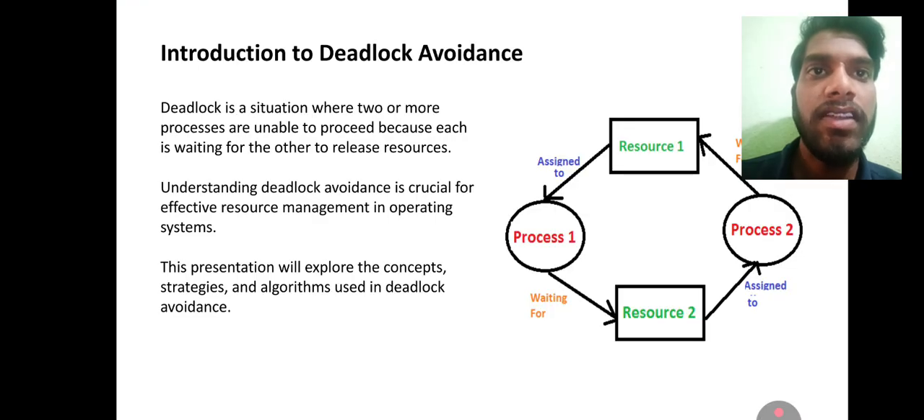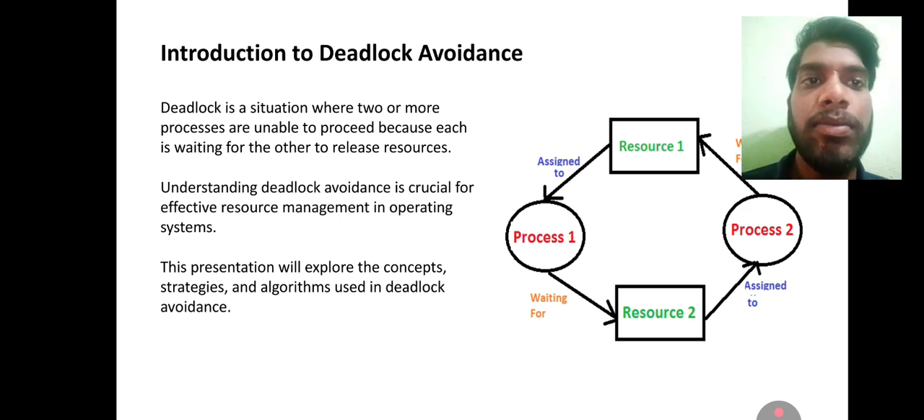Introduction to deadlock avoidance. Deadlock is a situation where two or more processes are unable to proceed because each is waiting for the other to release resources. Understanding deadlock avoidance is crucial for effective resource management in operating systems. This presentation will explore the concepts, strategies, and algorithms used in deadlock avoidance.